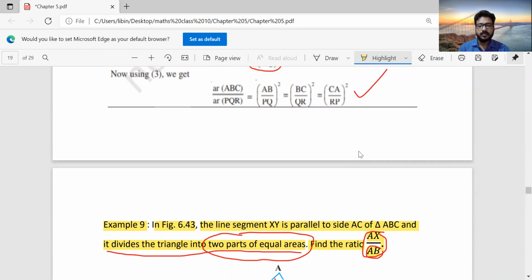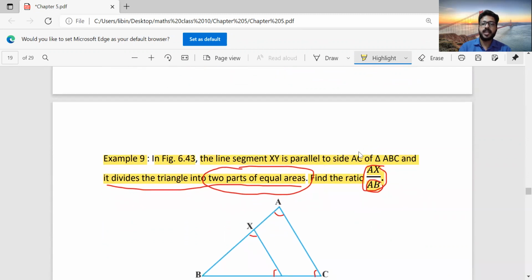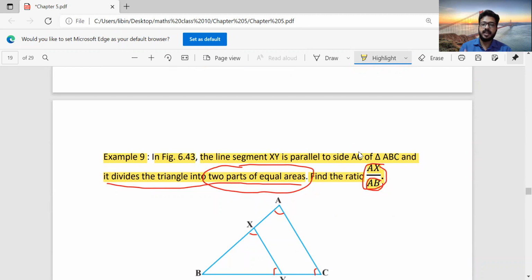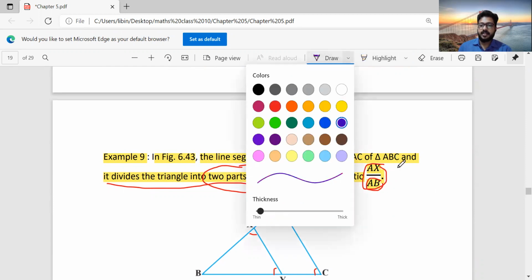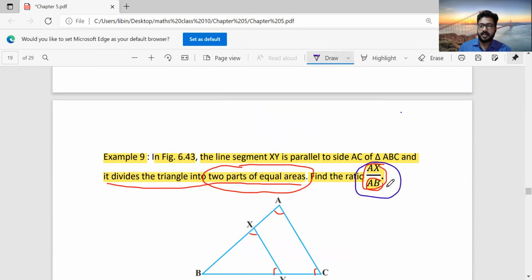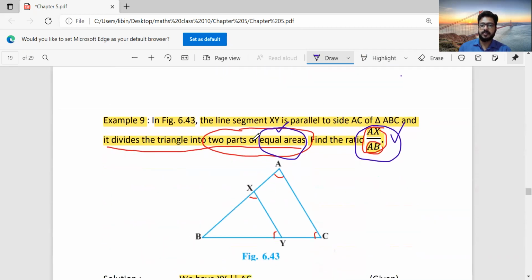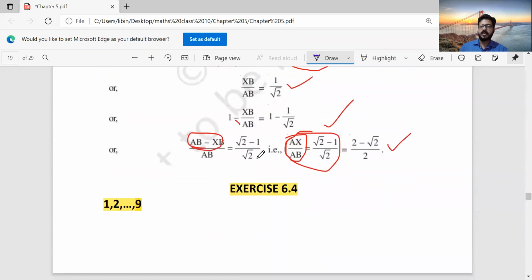I have told you when we can apply these theorems in such kinds of questions. Look for the weightings, areas, then the ratios. Look and find such weightings. See here, AX by AB and equal areas. Such weightings are very helpful for you, so that you can identify them. These weightings will help you to make use of this theorem.